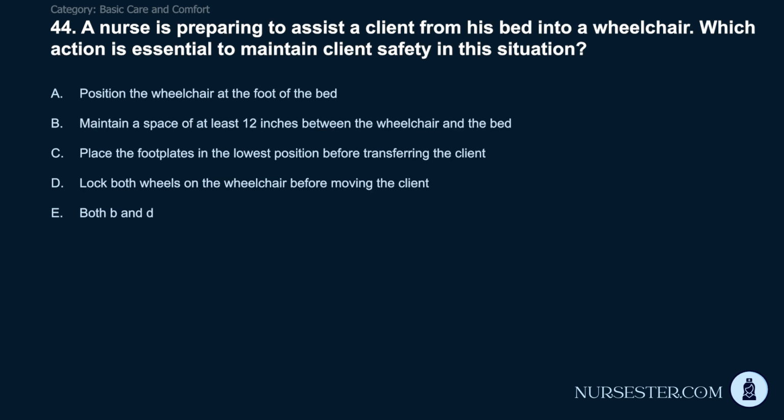44. A nurse is preparing to assist a client from his bed into a wheelchair. Which action is essential to maintain client safety in this situation? A.